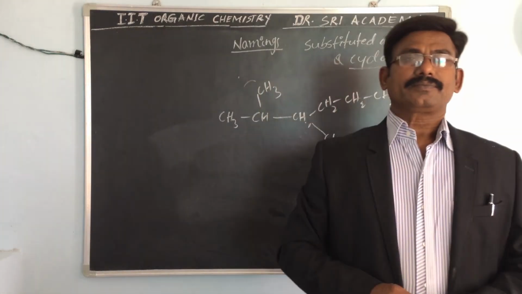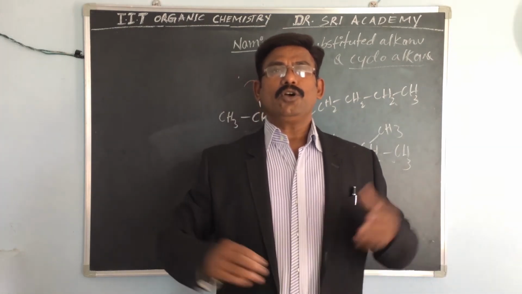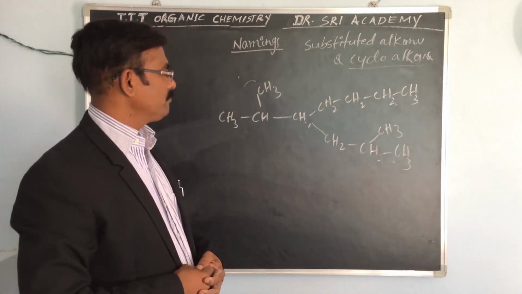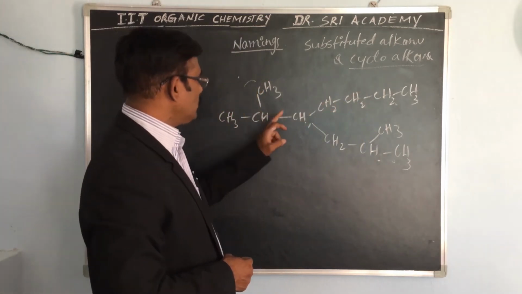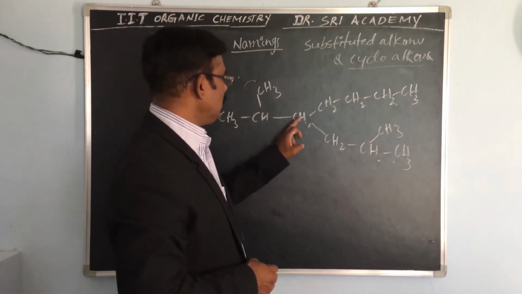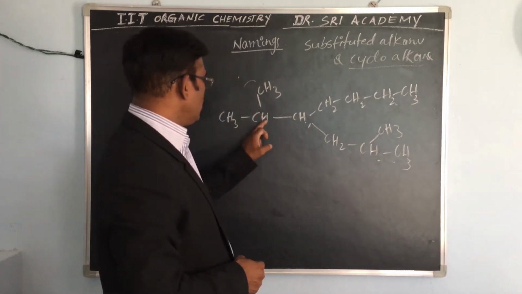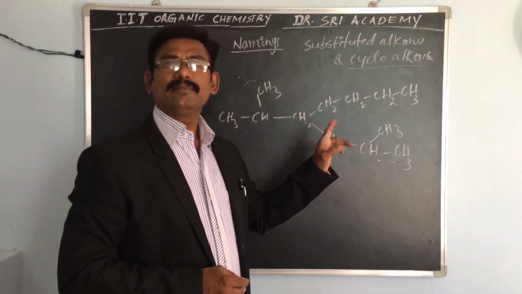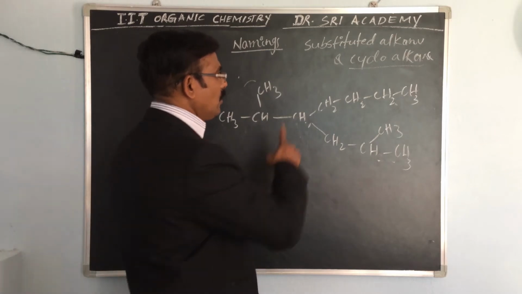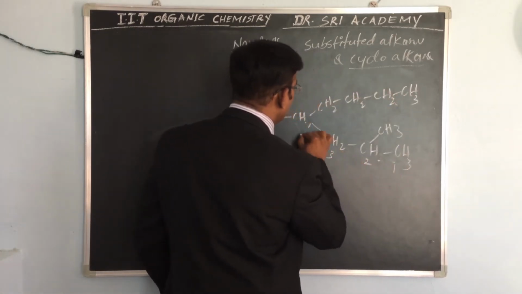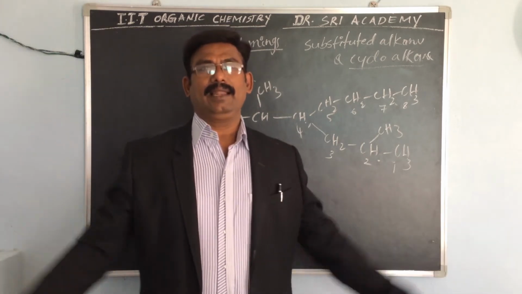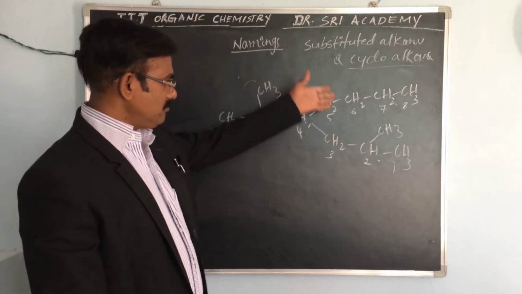Okay, now here we have to give the number. How can you give the number? For example, 1, 2, 3, 4, 5, 6, 7, or 1, 2, 3, 4, 5, 6, or 1, 2, 3, 4, 5, 6, 7, 8. So which one is the longest? This one is the longest, 1 to 8. So you have to select like this, the longest chain.